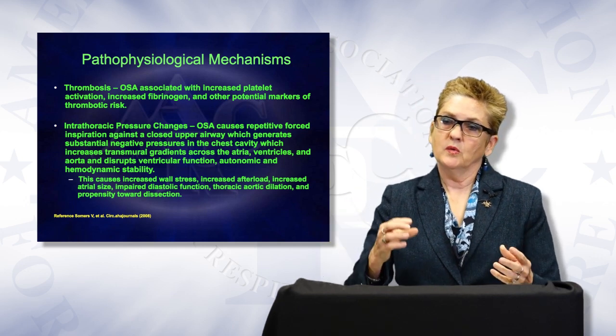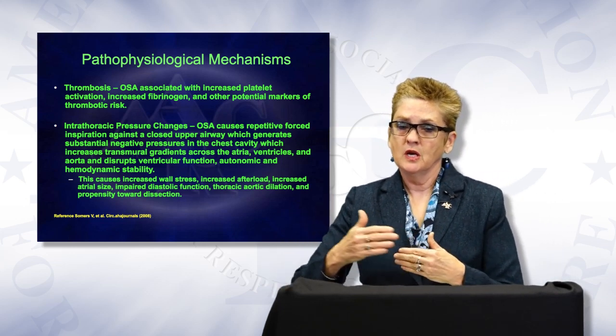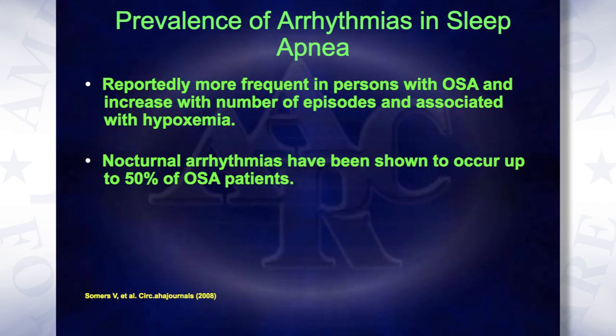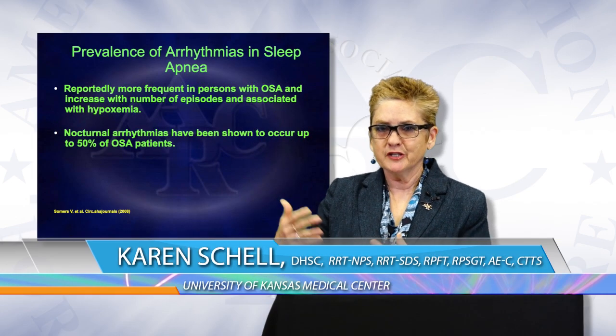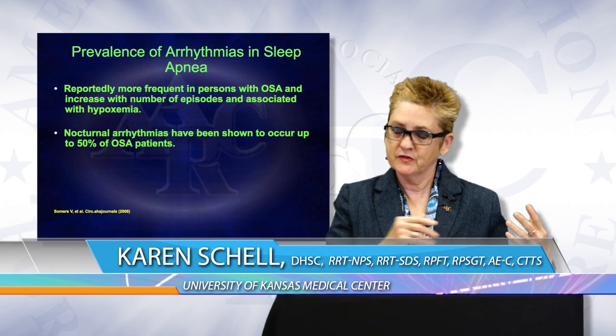So again, we go back to the blood pressure and how it is affected by the sleep apnea, and the changes in pressure can affect the internal organs and the heart particularly. What we're looking for then is the prevalence of arrhythmias in sleep apnea. Just a little bit more about that. Reportedly, it's more frequent in persons with OSA, and we see an increased number of episodes associated with the hypoxemia when we see atrial fib. And we know that nocturnal arrhythmias have been shown to occur up to 50% more in patients with OSA. Just think about it. They're not getting enough oxygen to their heart, and their heart's going to have to work harder. They're going to have to figure out a way to get that blood around, so they have different arrhythmias.